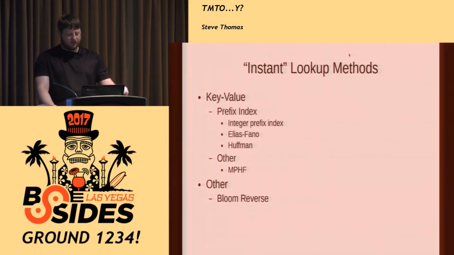So you have prefix index, where there's a very simple one, integer prefix index. Basically, you just have a fixed number, and that tells you how many. So you take a prefix of it. Actually, my next slide is this. Sorry. Anyways, and then there's minimal perfect hash functions, and then there's this Bloom reverse.